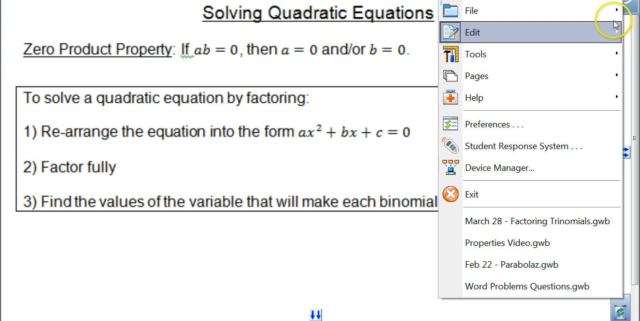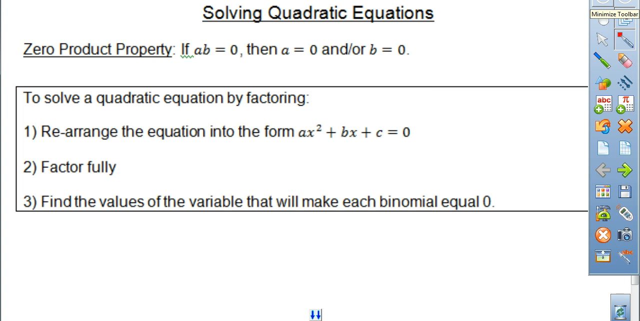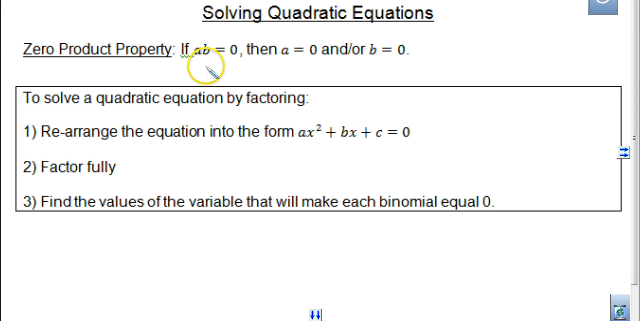Now, in order to solve quadratic equations by factoring, we have to remember the zero product property, and we talked about this with rational expressions and finding restrictions. Remember, if a times b is equal to 0, then either a is equal to 0 or b is equal to 0, or they both could be 0. That's the only way that you can multiply two numbers and get 0. So to solve a quadratic equation by factoring, we want to use that trick right there.